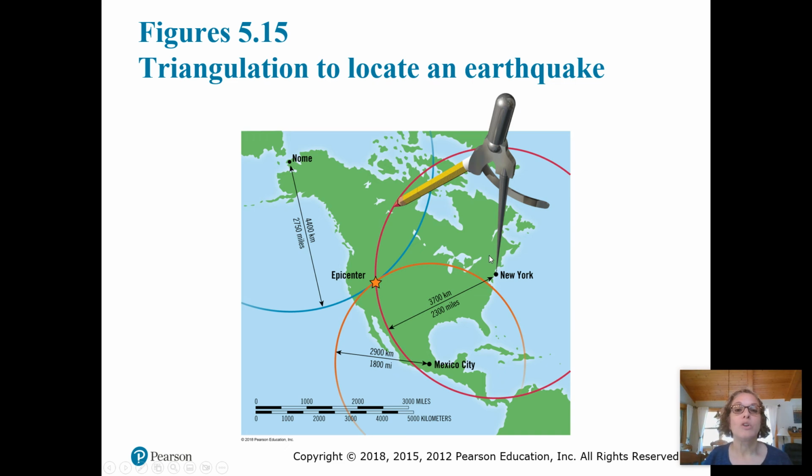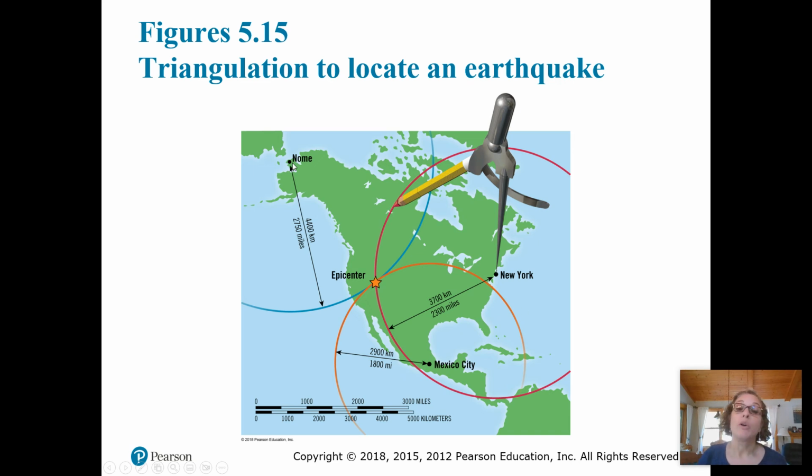In other words, we can't tell what direction the earthquake occurred from New York. If we plot all the possible points of the earthquake that are exactly 2,300 miles away, we end up getting a circle with a radius of 2,300 miles. So it could have occurred anywhere along this red circle here around New York. So helpful, but not entirely. We need to narrow it down a little bit.